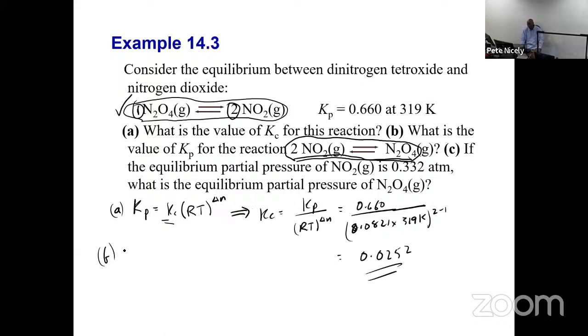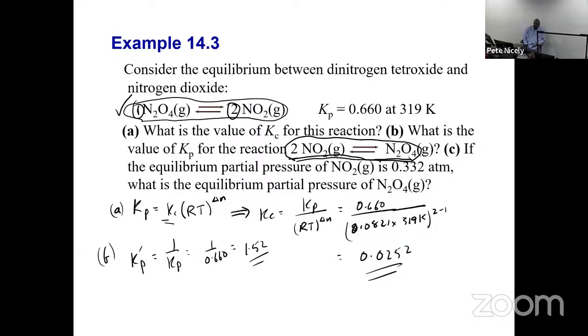So what does that mean for the Kp value of this reaction right here? I'm going to call it Kp prime. What would that be equal to? If you flip the reactants and products, what happens to the Kp value? Exactly. So you're going to get 1 over the original Kp value. So that'll be 1 over 0.660, whatever that gives. Okay, so according to my calculation, this works out to be 1.52. All right. Okay, any questions about this particular one?